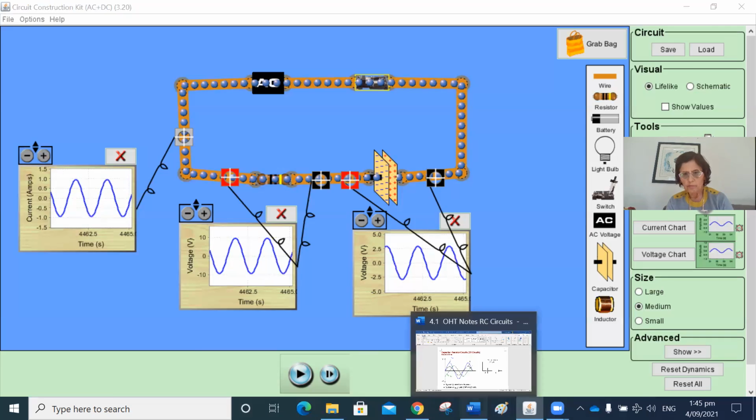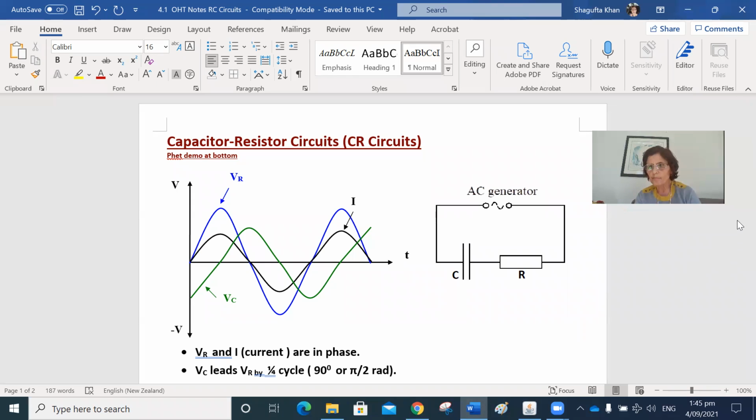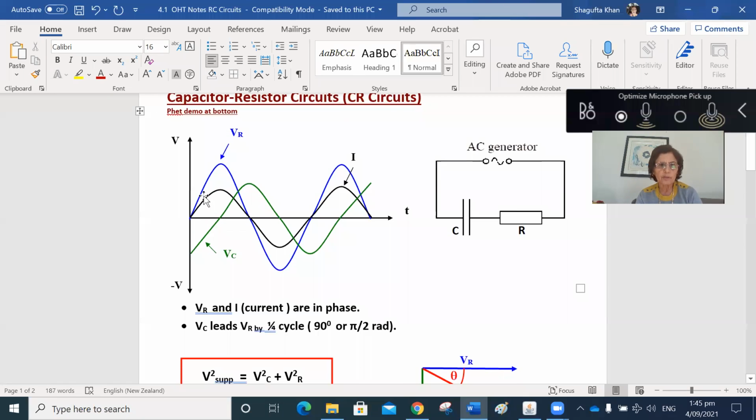Now let's look at some notes for this topic. So these are the graphs. This is the current time graph. That's the voltage across the resistor, and they are in phase. They're becoming maximum and zero and minimum together. This, the green graph, is the voltage across the capacitor.